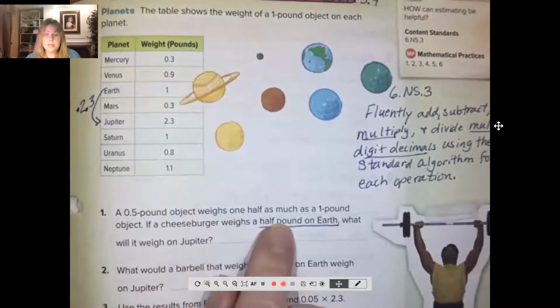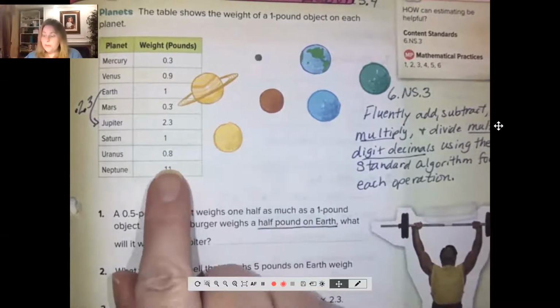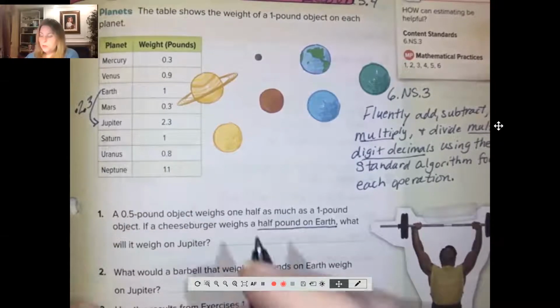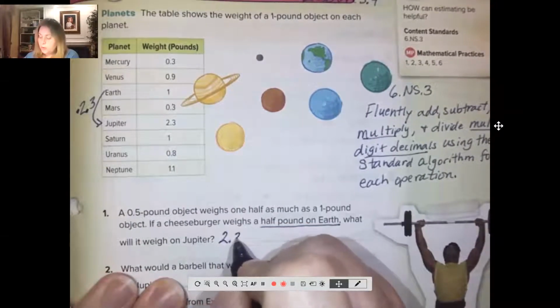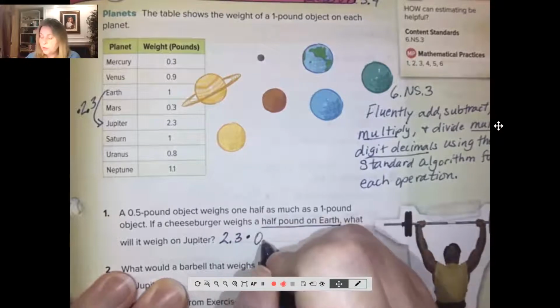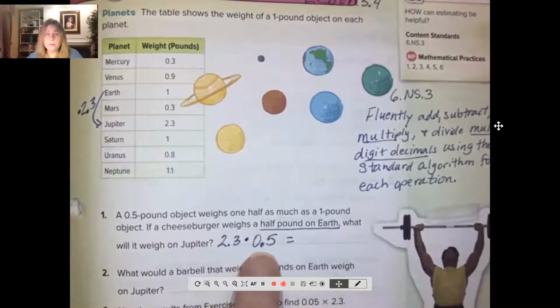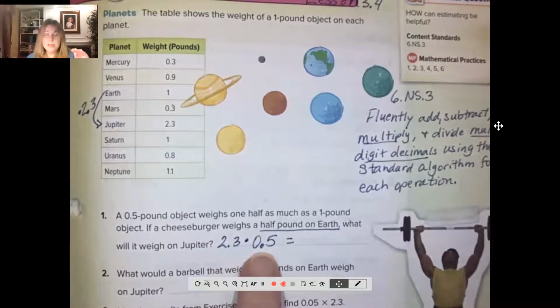So if our cheeseburger weighs a 1/2 pound on Earth, what will it weigh on Jupiter? It's going to weigh 2.3 times as much. So in this problem, we're doing 2.3 multiplied by 1/2 pound. 1/2 pound would be written as 0.5. So 2.3 times 0.5. When we're multiplying decimals, we start off by ignoring the decimals, and we multiply like we would with whole numbers. Then we go back in and count how many decimals we had to begin with and make sure we have that same number in our total.